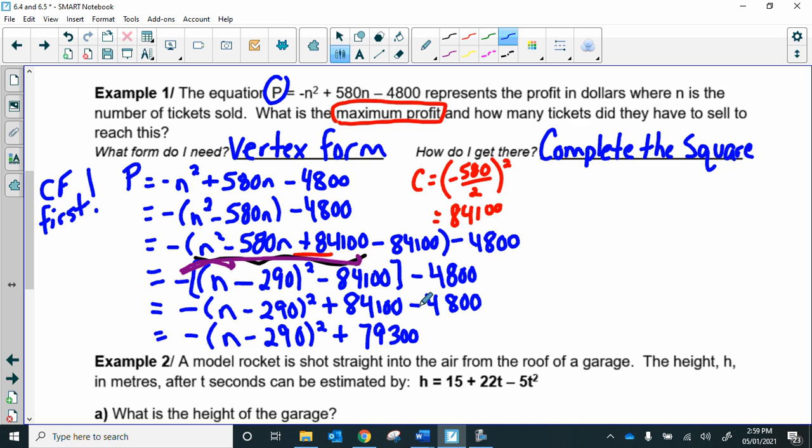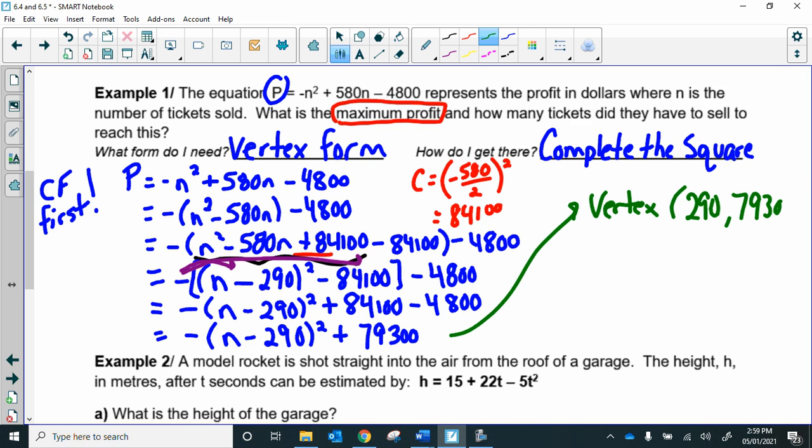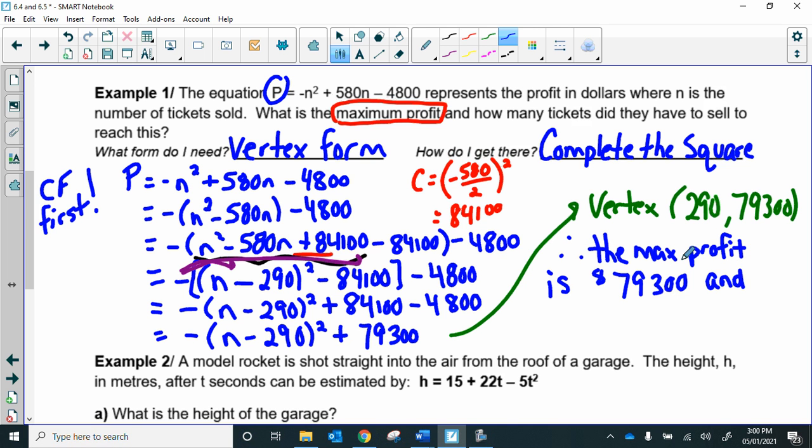79,300. Make sure we answer the question. Now that I have vertex form, I can see that my vertex is (h, k), (290, 79,300). There's your vertex. So therefore, the max profit, the maximum value that this is going to reach, is 79,300. And when does that happen? So that occurs when 290 tickets are sold.